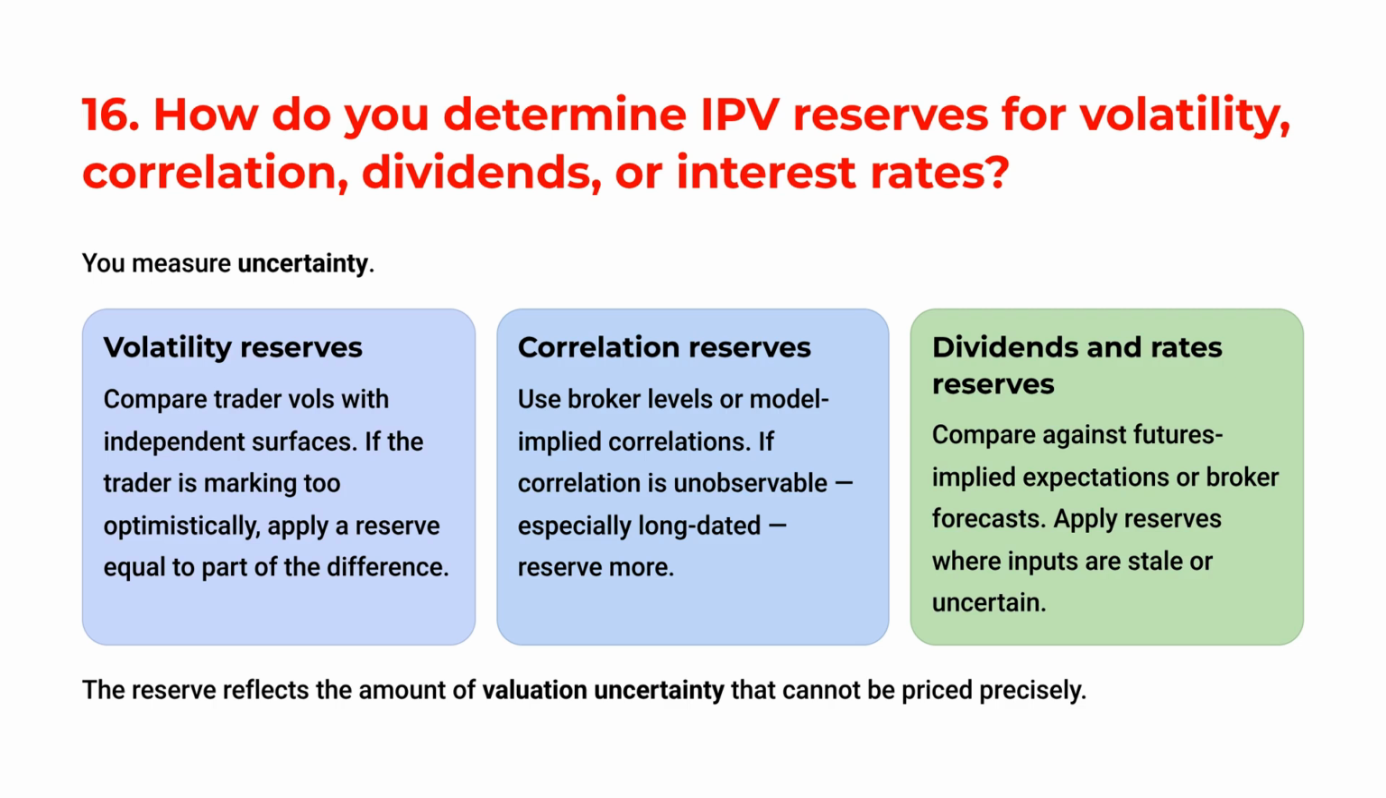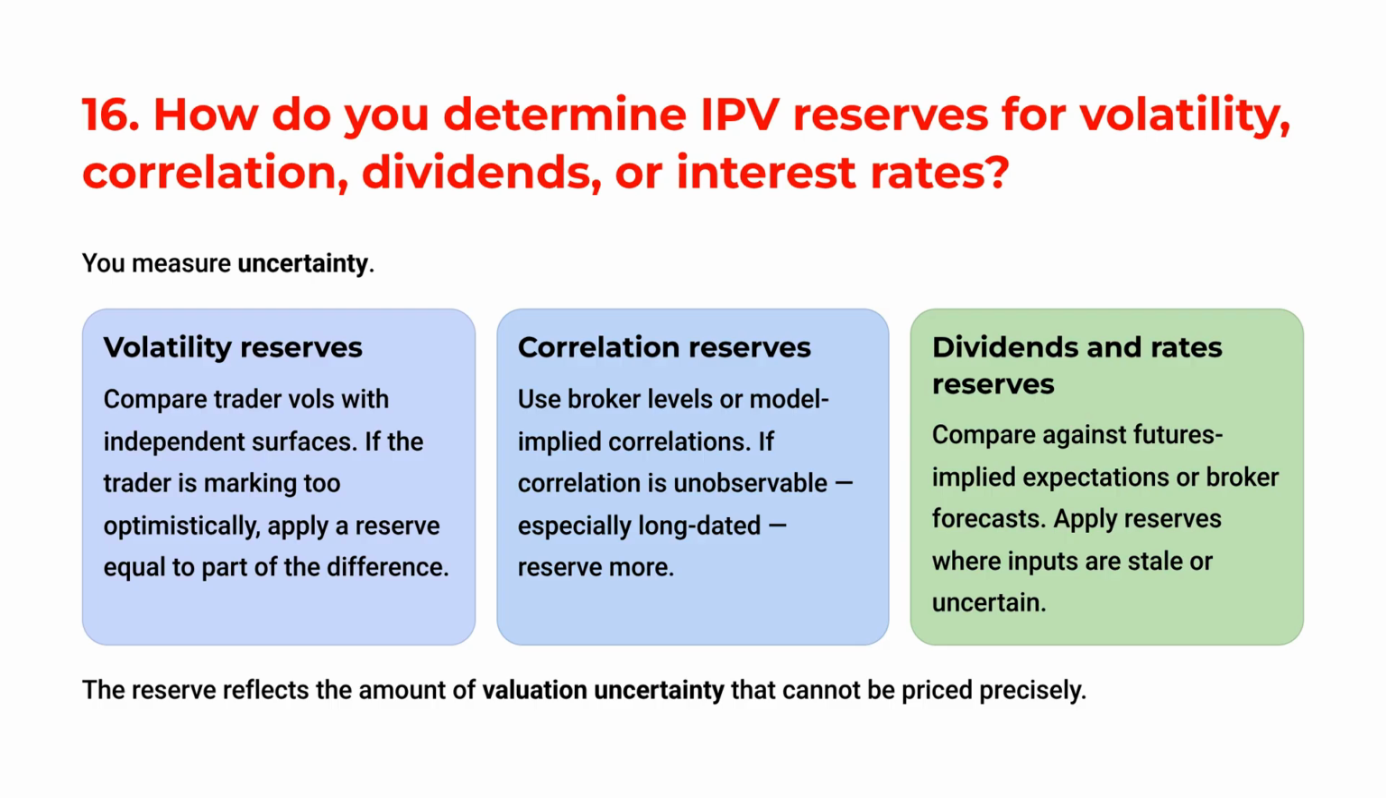How do you determine IPV reserves for volatility, correlation, dividends, or interest rates? You measure uncertainty. For volatility, compare trader vols with independent surfaces. If the trader is marking too optimistically, apply a reserve equal to part of the difference.